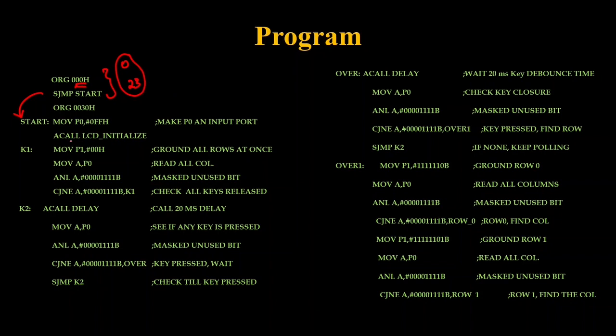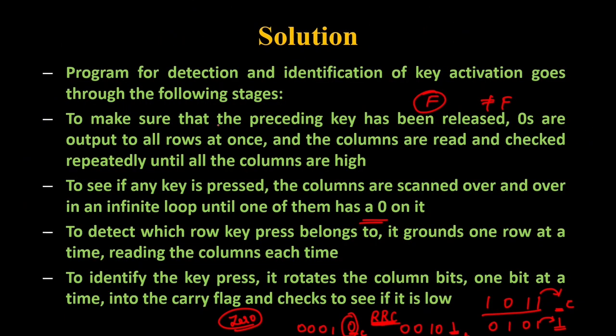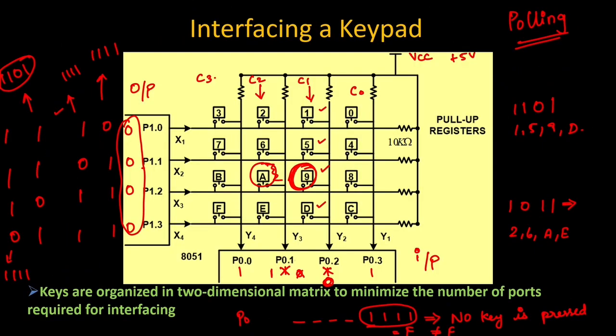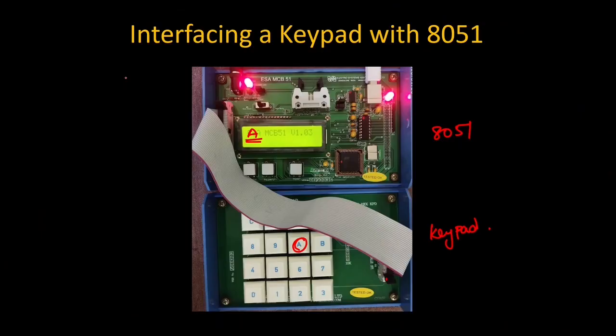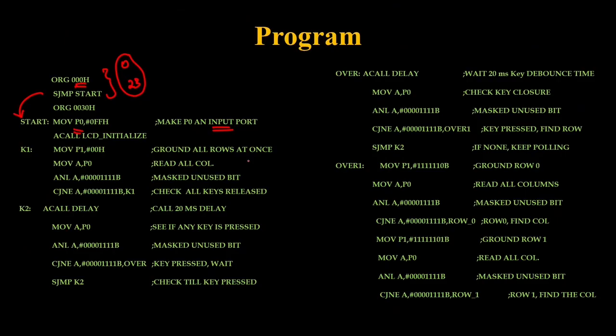So we know that port 0 should be configured as an input port, right? Why? Because port 0 here should be configured as an input port, and your port 1 has to be configured as an output port. If you want to configure a port as an input port, it should get the value of FF. We have seen that in our ports experiment itself. So FF will be given to your port 0 so that it will be configured as an input port.